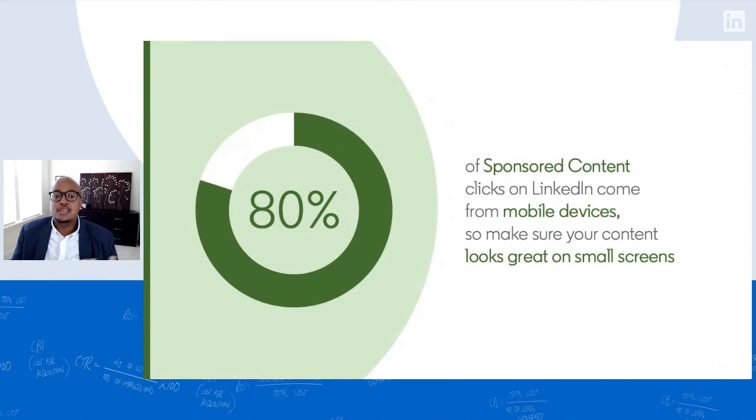Furthermore, what we're seeing as LinkedIn continues to be this content destination is that mobile is the key. And I'm sure this isn't rocket science to anybody who's joining this discussion today, but we know that 80% of the clicks on sponsored content on LinkedIn are coming from mobile devices. So when you're developing for the newsfeed and for LinkedIn, you want to make sure your content looks great on small screens. And we have some tips towards the end of the presentation that will help you with that.